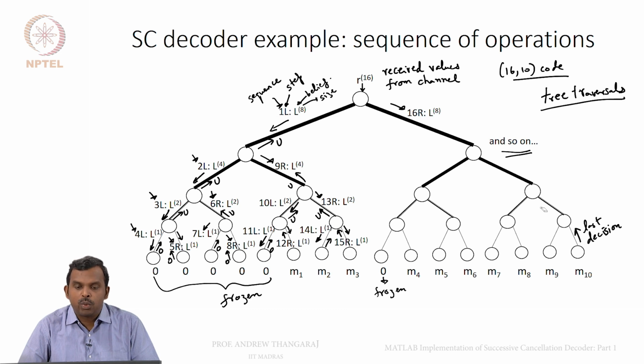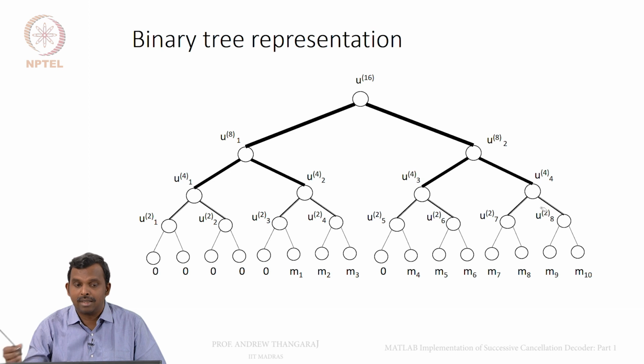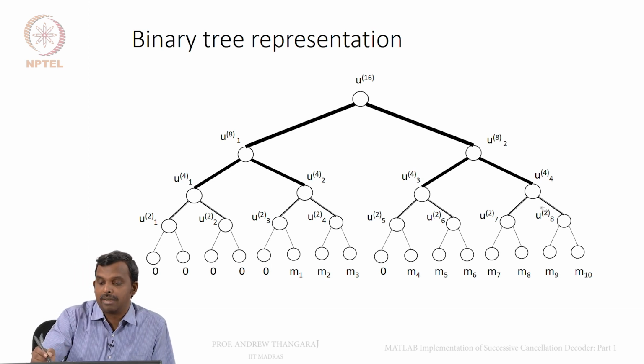Okay, so what will it take to implement this decoder? Of course, you need a lot of representation inside the code. How will you represent things, etc.? First thing you need to represent is the tree itself. So how do you represent the binary tree?